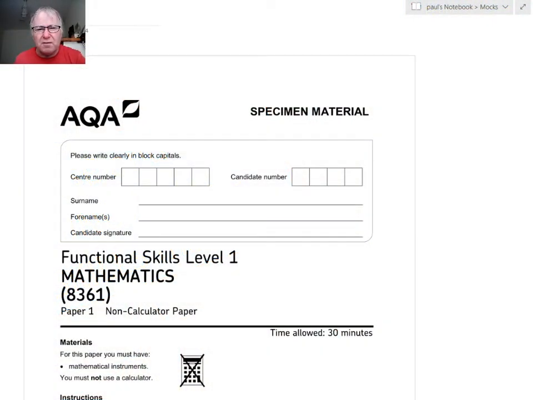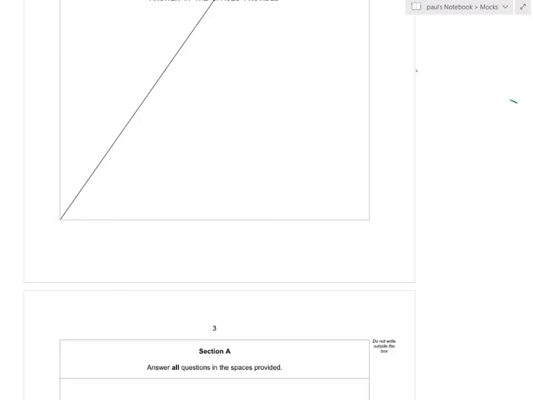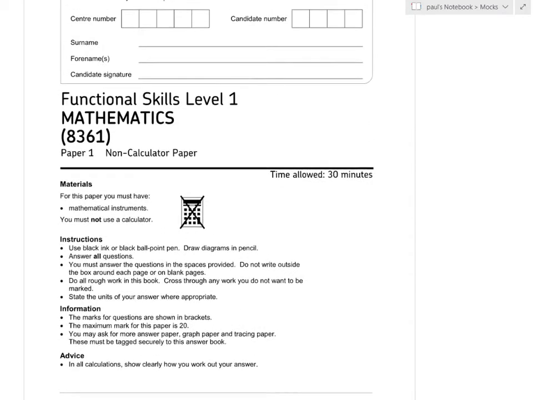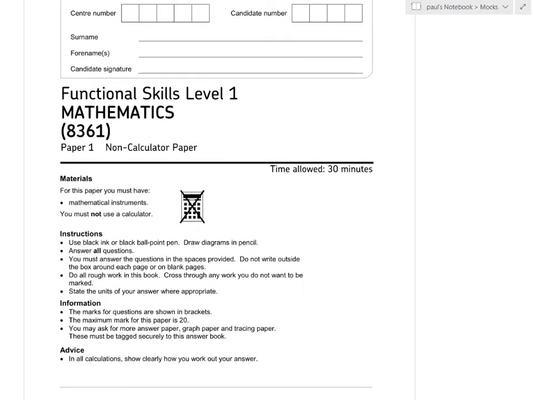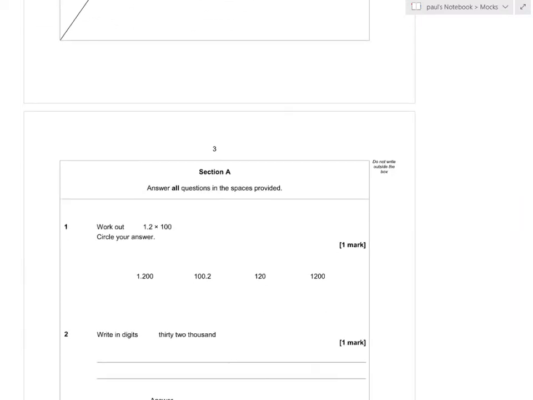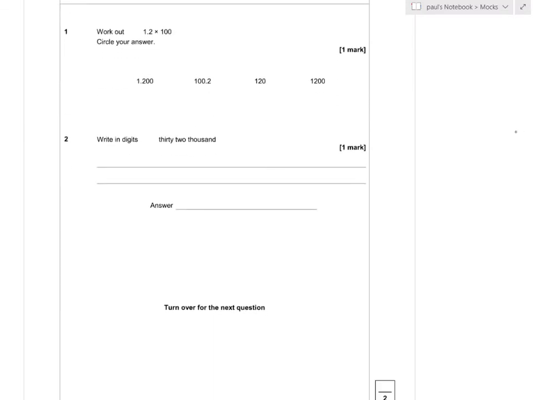Here we go, Functional Skills Level 1, a non-calculator paper, a specimen from AQA this time. Let's have a go at this one. Right, let's see if we can wind it down. Oh, that's too far. Okay, so how long do we get? Oh, half an hour. Let's see what we can do.